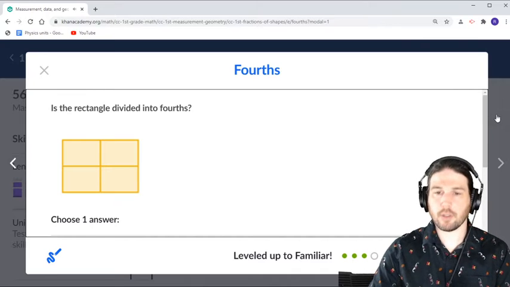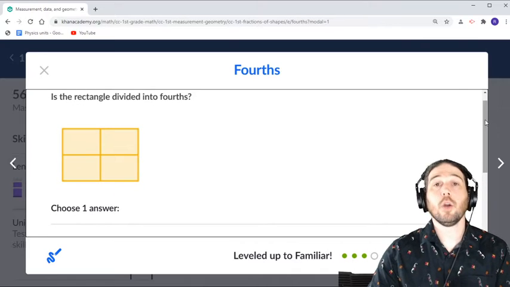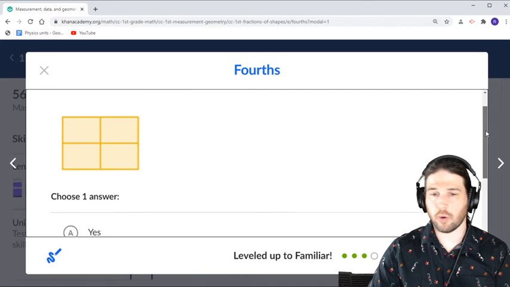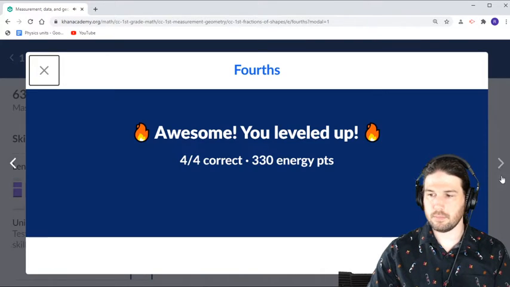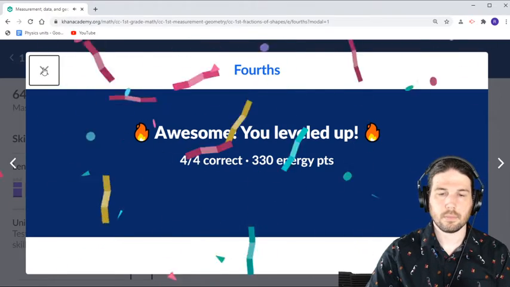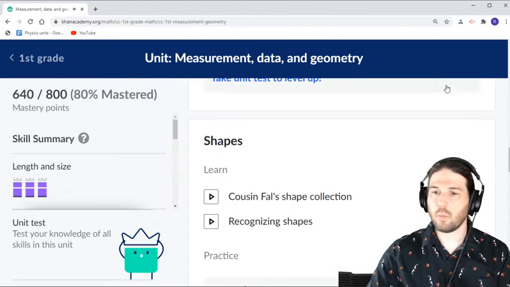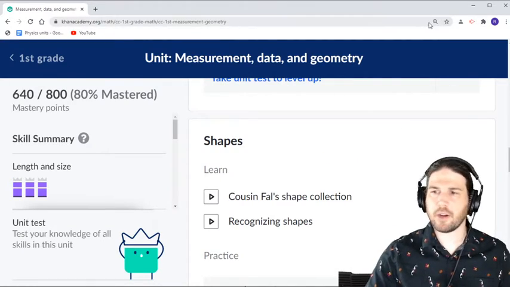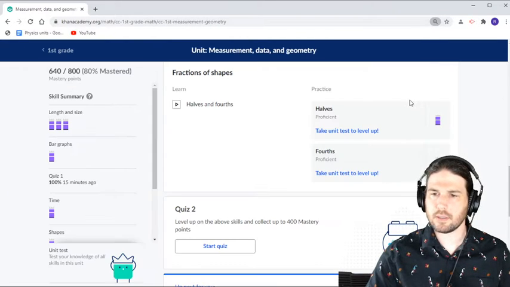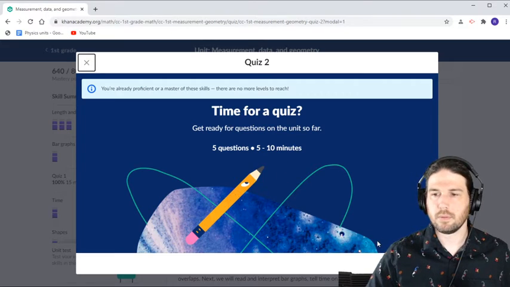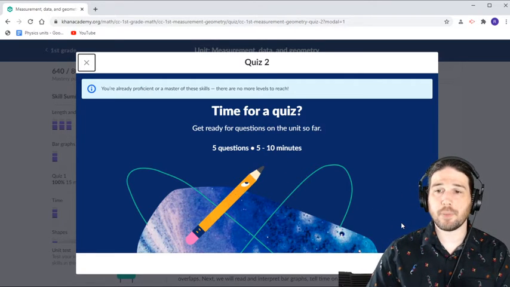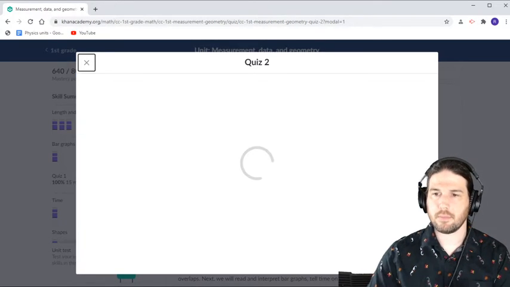That rectangle does look like it's divided into fourths to me, once downward and once horizontally. And that's fourths. We are almost done, my friends. We are 80% of the way through this. We're going to take quiz 2, which is going to be on measurement, data, and geometry.